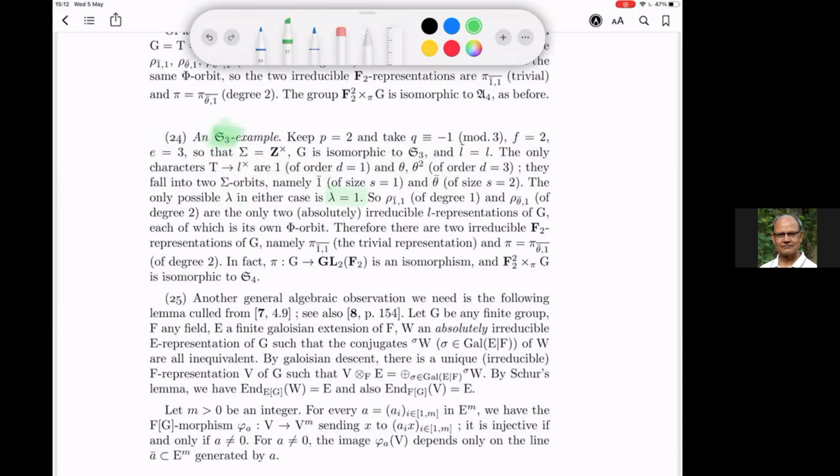G is S3. You get the representation corresponding to the pair 1 bar, comma 1. 1 bar is this orbit 1 bar, and this 1 is the lambda equal to 1, right? And the other representation that you get is rho theta bar, comma 1. Theta bar is this orbit consisting of theta and theta squared, and 1 is, of course, this lambda, which is equal to 1. And this representation is of degree 2 because the orbit has size 2. So these are representations of this S3 defined over L.